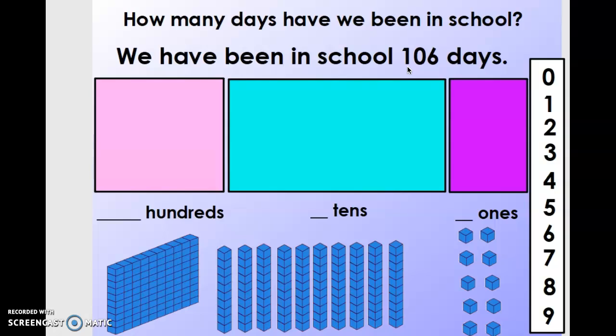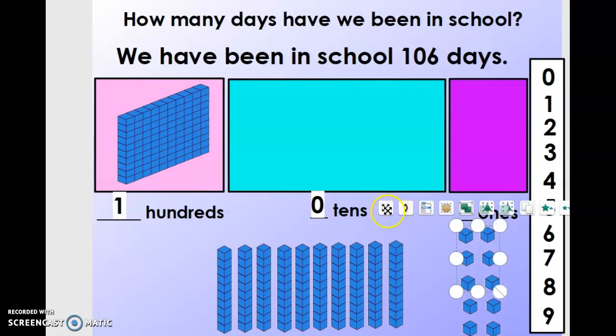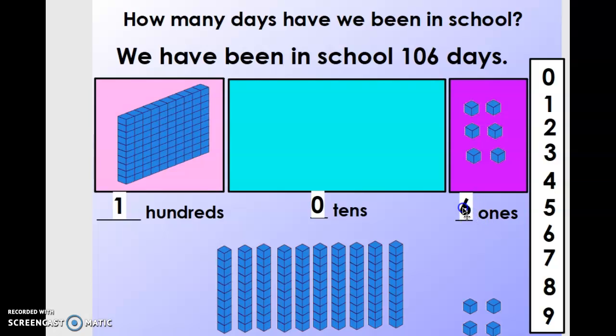If I look in the hundreds place, I have a digit of 1, representing 100. If I look in the tens place, I still have a digit of 0. So I'm just going to build my 0 in. And if I look in the ones place, I have a digit of 6. So I'm going to grab 6 ones to represent my digit of 6 in 106.